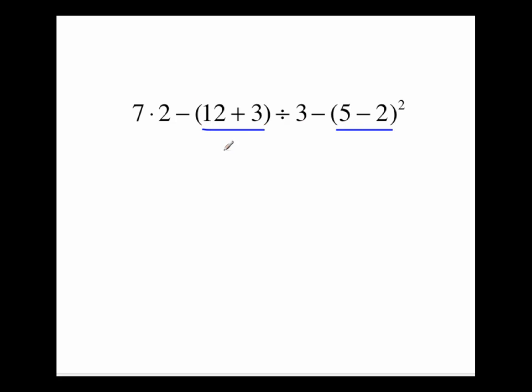So I would do the 12 plus 3 is 15, and I would do this parenthesis, 5 minus 2 is 3. Everything else in the problem is going to stay exactly what it was. 7 times 2 minus the 15 divided by 3 minus the 3 squared.